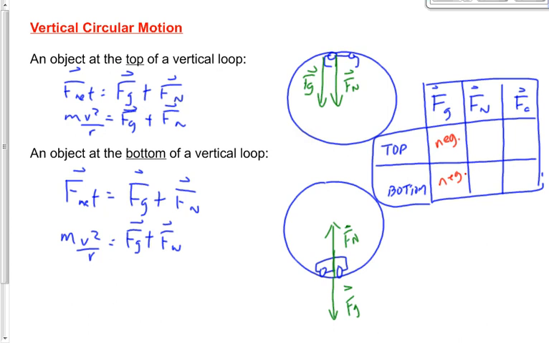But according to our conventions, Fg would be negative at the top. Okay, what about Fn? When you're at the top of the circle, which way does the normal force point, Derek? Down. So we're going to make it negative. Good. When you're at the bottom of the circle, which way does Fn point now? It points up, so we're going to make that positive, right?